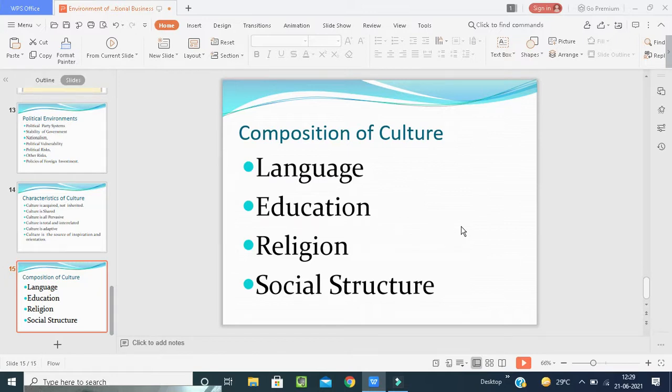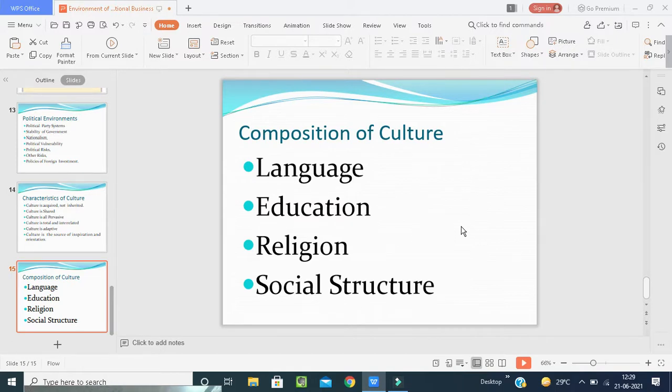Then education. Education plays a vital role in international business because the manners, the ethics, the values, the ability, and the communication will build up from education. A highly qualified person can deal with the situation better than a low qualified person.